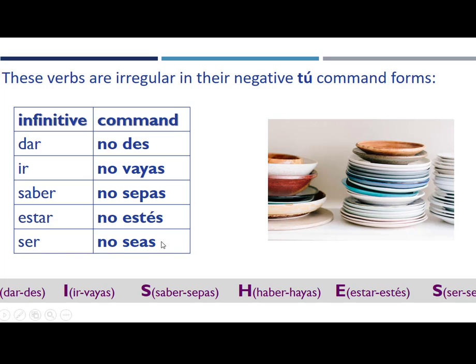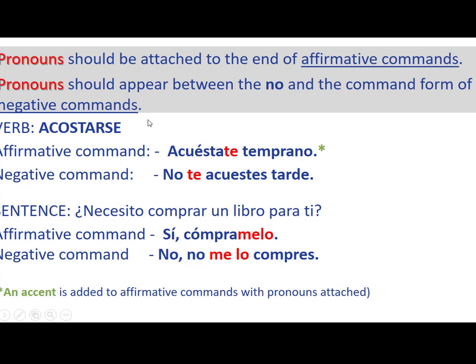So no seas tonto, no seas estúpido. Don't be stupid. Don't be silly. So no seas would be the form that we use for a command with a no, in a negative form. So these are the irregulars. And maybe you'll remember by remembering the dishes. Those are the verbs that are a little bit different. Okay, so let's see. Just a little bit about the pronouns.